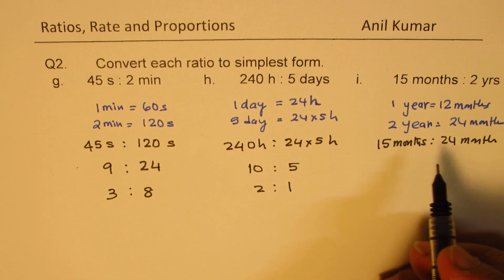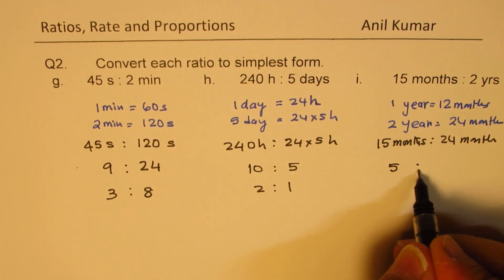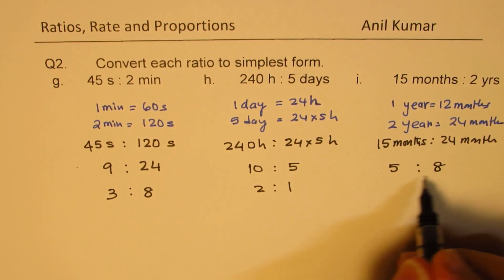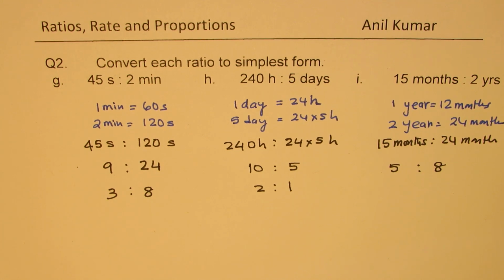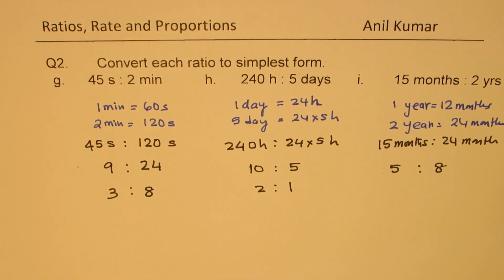Dividing each by 3, we get 5 is to 8. So 5:8 will be our lowest term for the given ratio. Months and months will cancel. Correct?